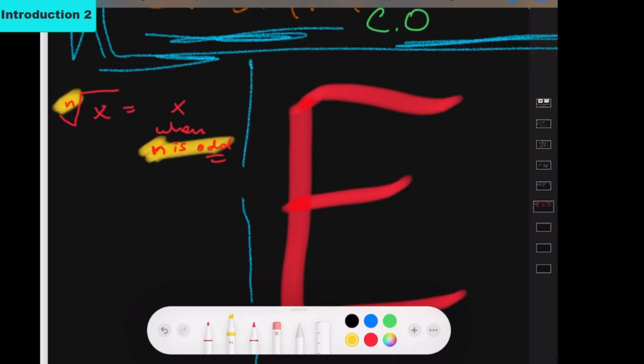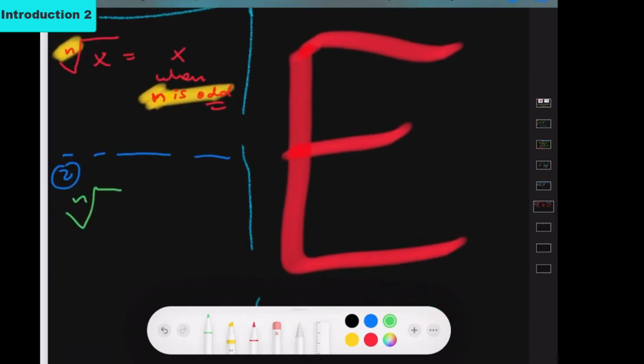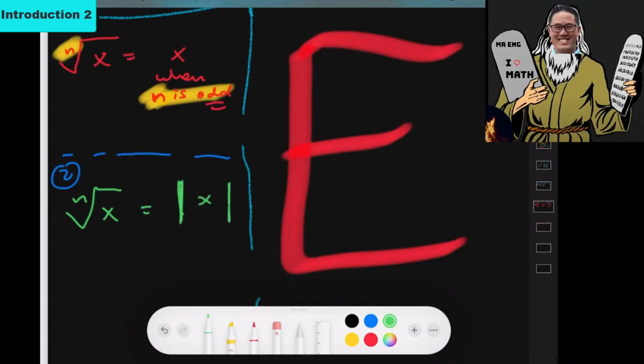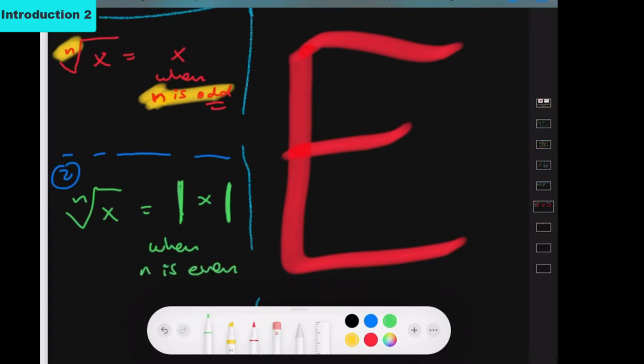Okay, so I'm putting kind of red, like a red light. Don't do the second part, but this next part, so let's just number this. This is one idea, and this is the second idea. Now I'm kind of using green. You're going to put the absolute value of x when n is even. Let's highlight that. So when this value right there is an even number, like 2 or 4, then you have to use the absolute value signs.